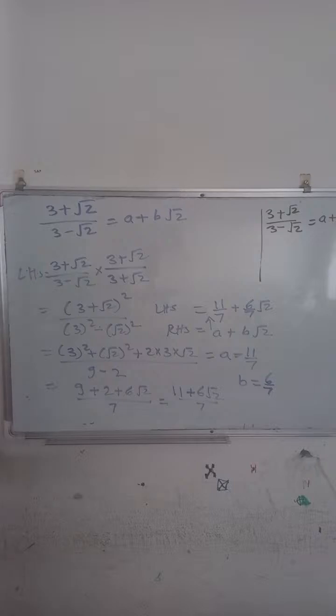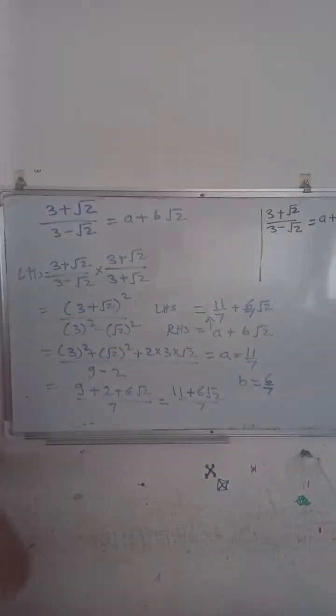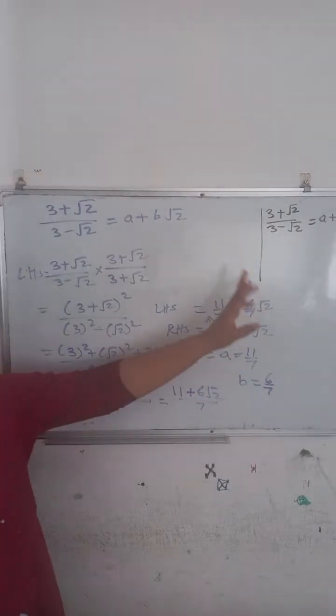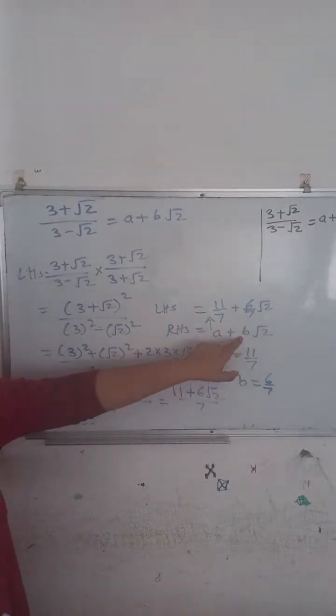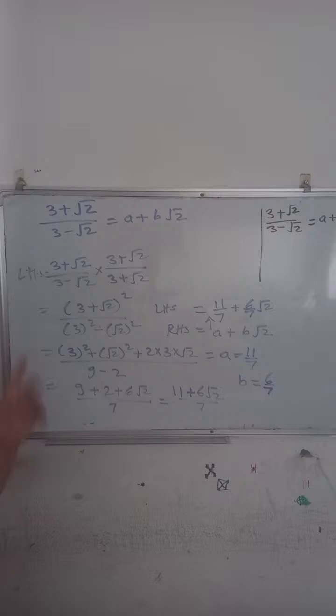So many times, even sometimes I also write root 2, but that is not correct. Okay. So while comparing, this root 2 gets cancelled and the coefficient of b is nothing but here 6 by 7. Getting? This is also a 3-mark question. So this kind of questions are very very important.